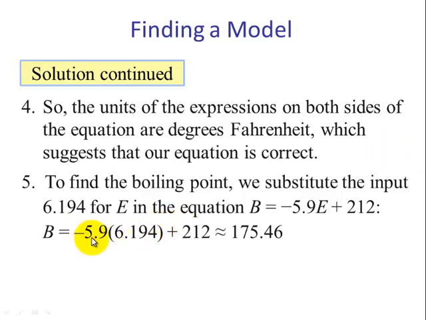Number 5, to find the boiling point, we substitute the input 6.194 for E into the equation. So we take negative 5.9, multiply it by our elevation, which is 6.194, and then we add 212. And we get approximately 175.46. So when the elevation is this high, the boiling point of water is approximately 175.46 degrees Fahrenheit.